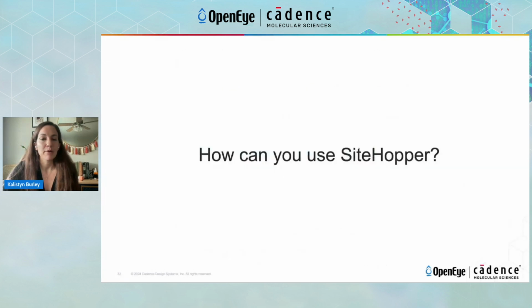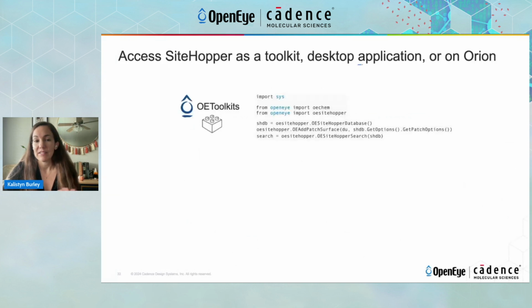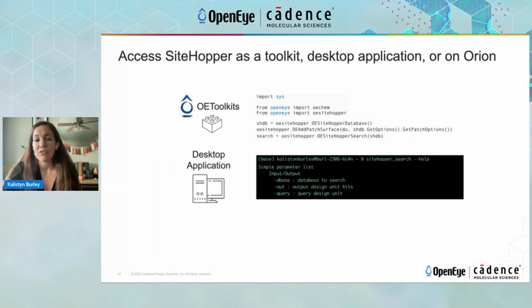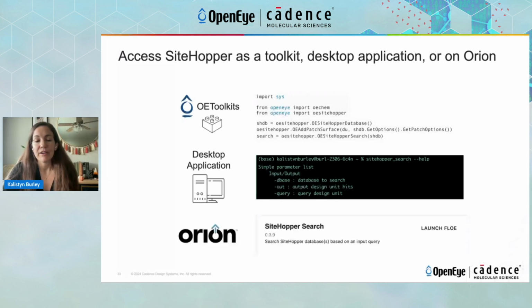How can you use SiteHopper? There are a number of ways. You can use SiteHopper as a toolkit, so you can use Python, for example, to write your own scripts to do what you'd like. You can use our desktop application, where with a one-line command you're able to provide your query and your database and generate your output. And we also have our SiteHopper search deployed on Orion as a simple flow that you can run by providing your inputs with a few clicks.